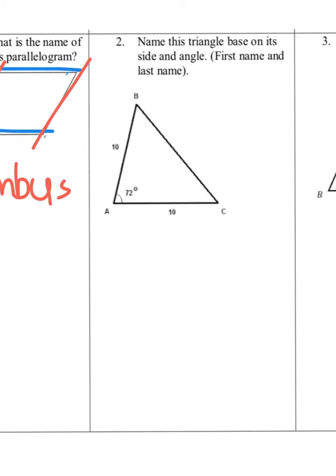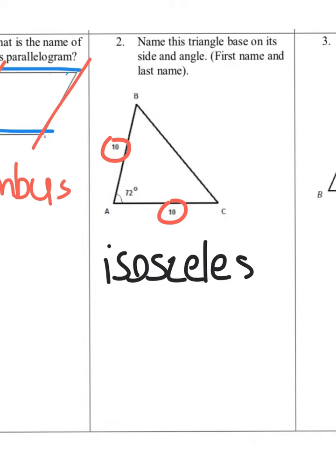For number 2, it says name this triangle based on its side and angle. So we know that this is a 10 and a 10. So this is going to be called an isosceles. And for the angle, it's 72 degrees, which is less than 90 degrees. So it's not a right triangle, and it's not an obtuse. It's an isosceles acute triangle.